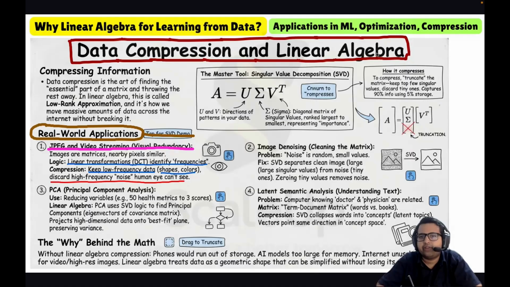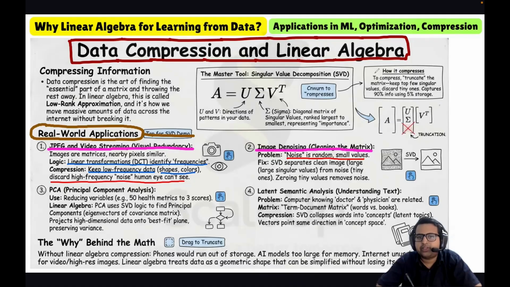Now the second real world application is image denoising, cleaning the matrix. Noise in a photo is just random, small values scattered across the matrix. So noise is something unwanted. It is some random small values which are scattered across the matrix, and we have to get rid of the noise. And how can we get rid of the noise?